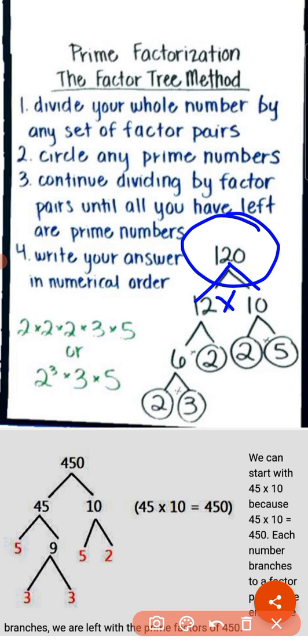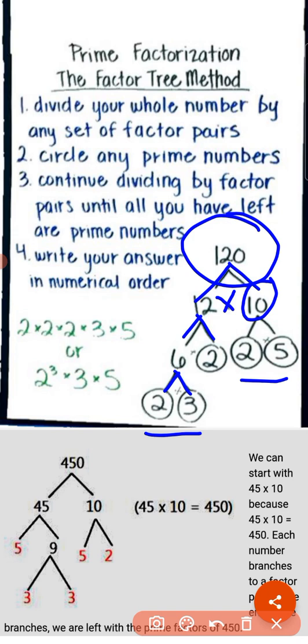We are again splitting this 12 into 6 and 2. First we will continue here, children. 6 is a composite number, so again continue the division. 6 can be split as 2 into 3. Now this portion is over because we reach prime numbers. Next, the number 10 is split as 2 into 5. Since 2 and 5 are prime numbers, we can stop our work here.